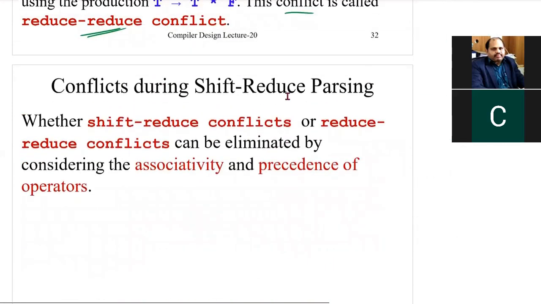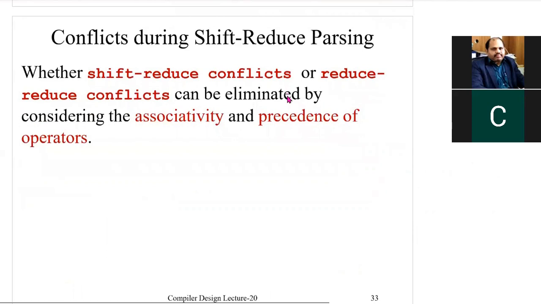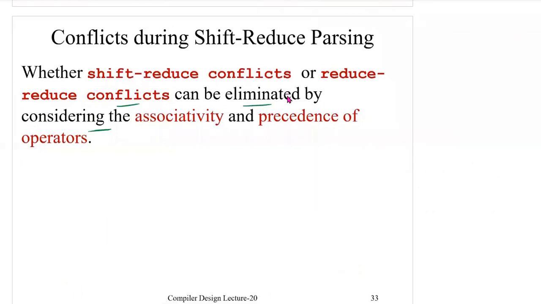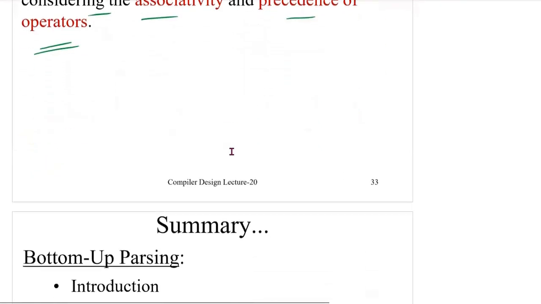Shift-reduce conflicts or reduce-reduce conflicts can be eliminated by considering associativity and precedence of operators. Even in ambiguity elimination, we have this method using precedence and associativity of operators. Using this approach, we can eliminate these two conflicts in the shift-reduce parser.